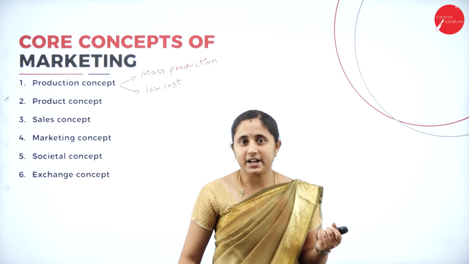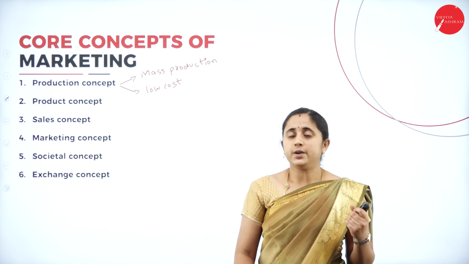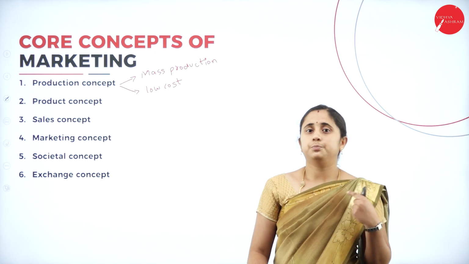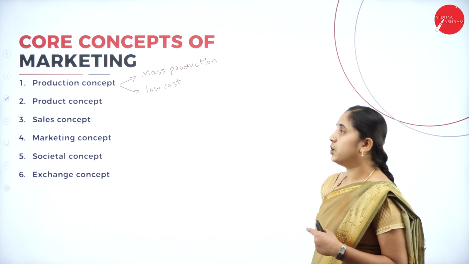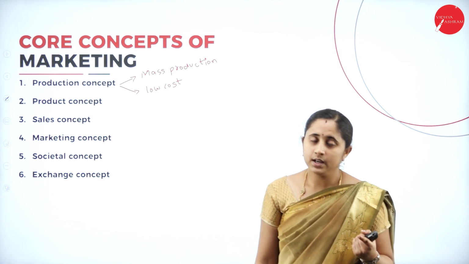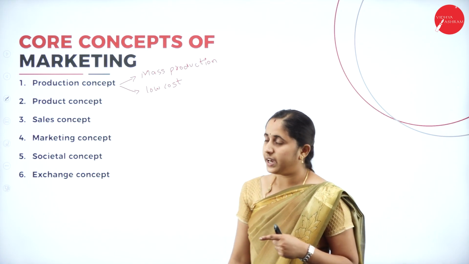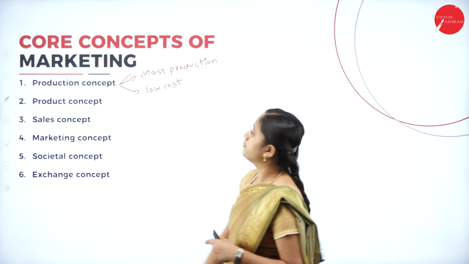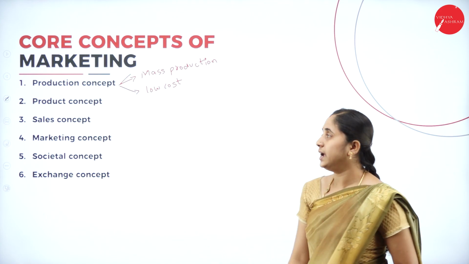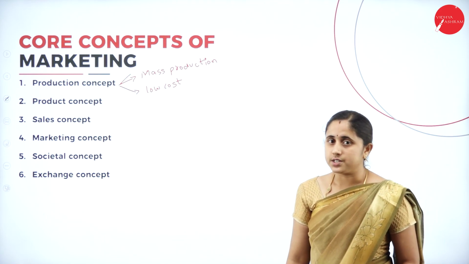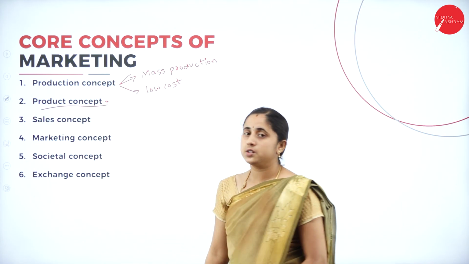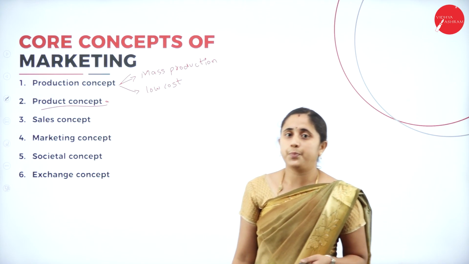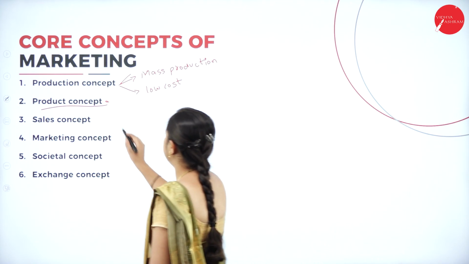There are several types of rice which are available in the market. For example, red rice, brown rice. In the same way, you have several rice. But the people will prefer to purchase white rice usually. Why? Because this is widely available and at a reasonable price. So, this concept says give a preference for mass production and at a low cost. Next, product concept. Product concept says give importance for quality.